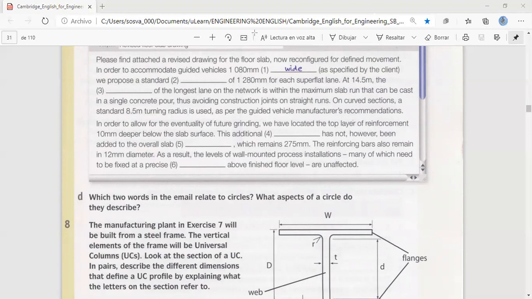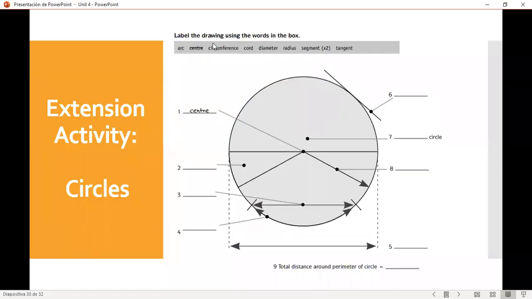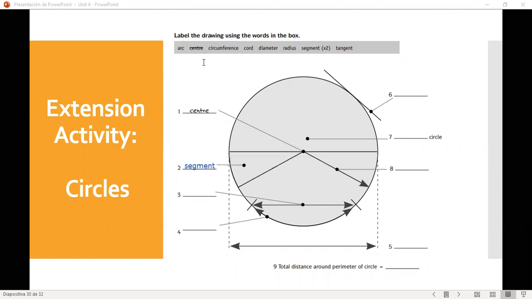Just to understand a little bit more about the parts of the circle. Exactly. So you start doing the activity. Number one is center. Yes, it's the center. And the second one, number two, look at the point. The second, I have segment. Segment, exactly. There are two segments, one per side.